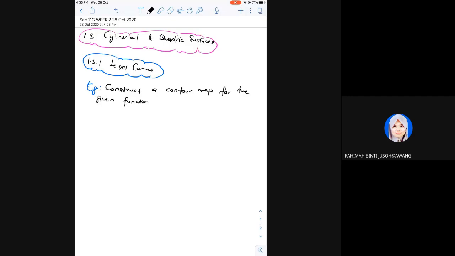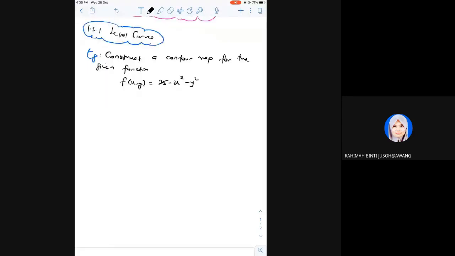Let's say f(x,y) equals to 25 minus x squared minus y squared. Okay, using level curves of height k equals to 0, 9, 16 and 25. Okay. So, solution.